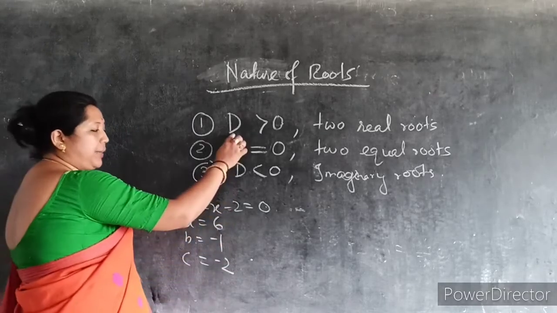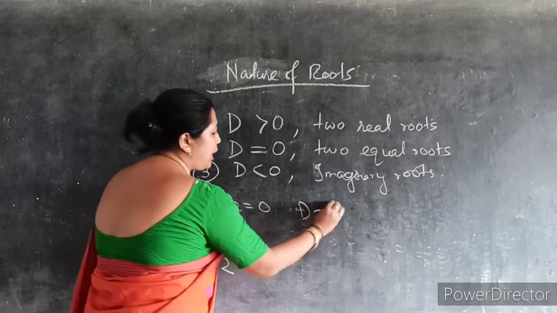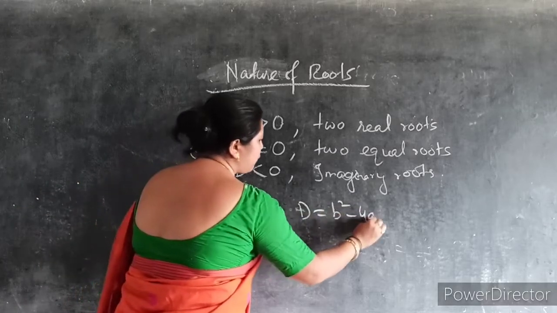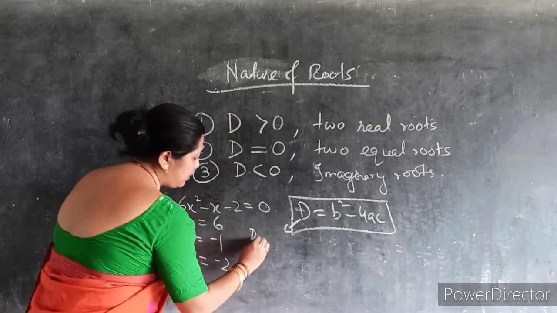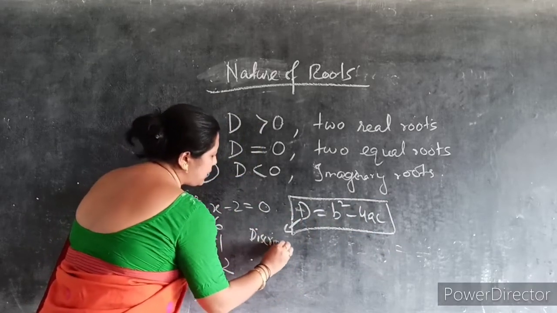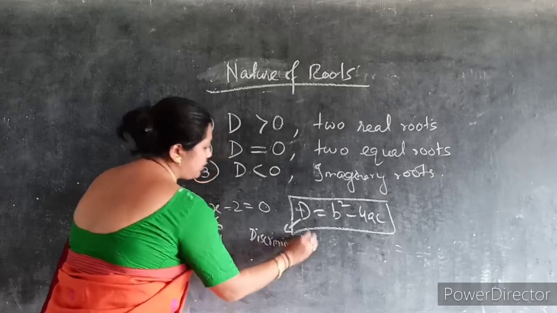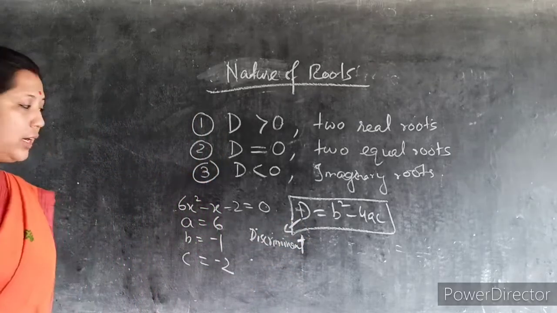So here I have written capital D. So the formula for capital D is b squared minus 4ac. That is, D is known as what? Discriminant. That's why the method name is the discriminant method. D stands for discriminant.